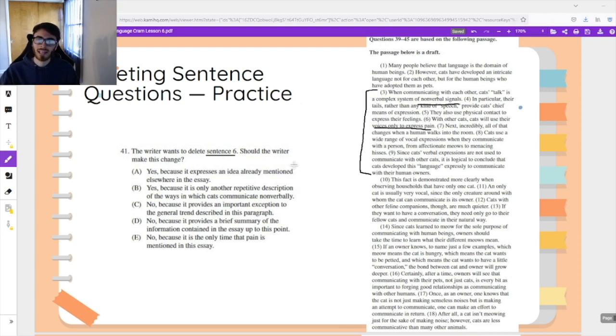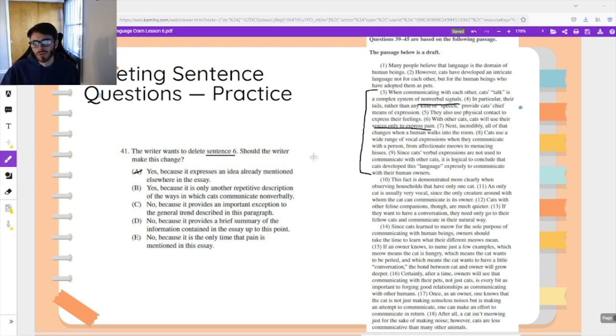But again, right, I can be persuaded by the reasoning. I'm not going to ignore the ones that say to delete it, because if the reasoning makes the most sense, okay, sure. Let's see. A says, yes, it should be deleted because it expresses an idea already mentioned elsewhere in the essay. Well, no, that's not true. So we know it's not A.